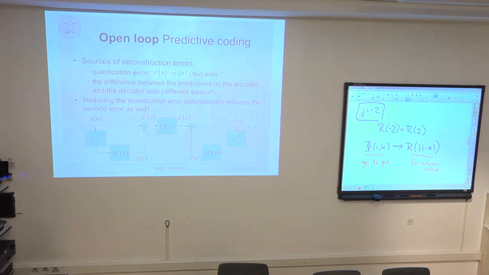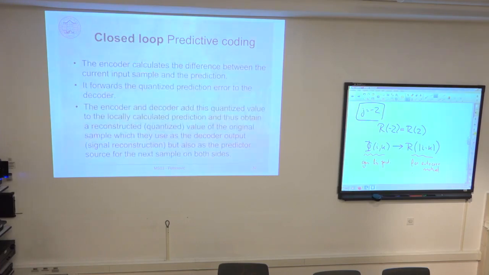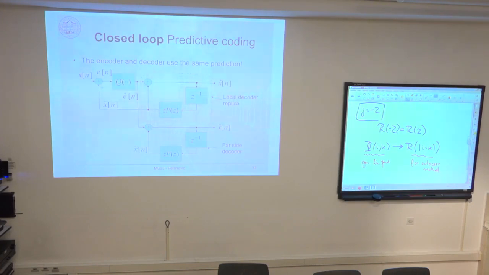My goal is to somehow eliminate this second difference, the difference between predictions. And it is done by using the so-called closed loop prediction. We will only show the block diagram. What I have here is a local replica of the decoder, but on the encoder side.